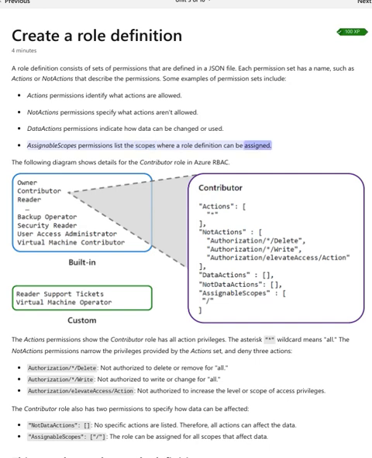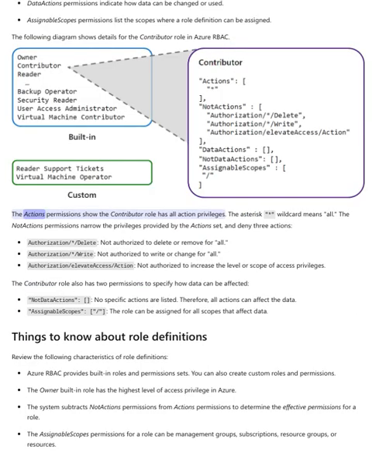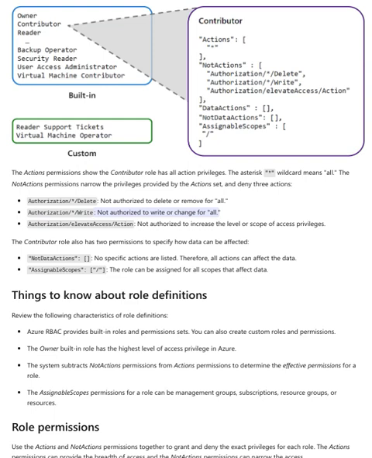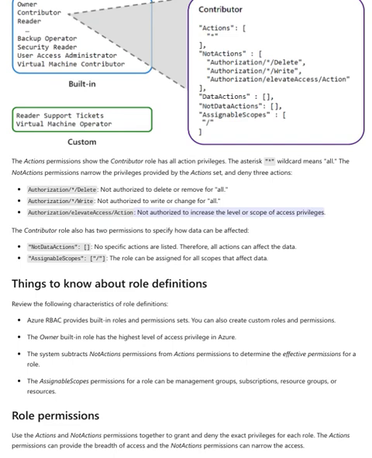The following diagram shows details for the contributor role in Azure RBAC. The actions permissions show the contributor role has all action privileges. The asterisk wildcard means all. The not actions permissions narrow the privileges provided by the action set, and deny 3 actions. Authorization/delete: not authorized to delete or remove for all. Authorization/write: not authorized to write or change for all. Authorization/elevateAccess/action: not authorized to increase the level or scope of access privileges.